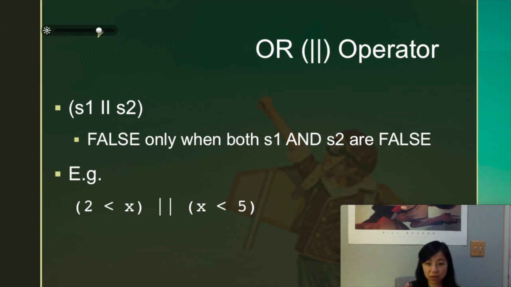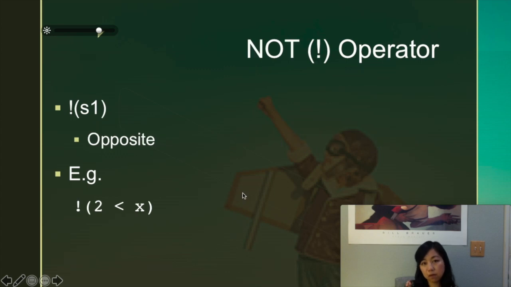If you don't know what I'm talking about, write it down, think about it, and remember it. And in the textbook, I think there is also a chart you can study. So for example, we can use it to combine two different statements and use an or in between them to express this case. The not operator is basically the opposite. Not true is false, not false is true.